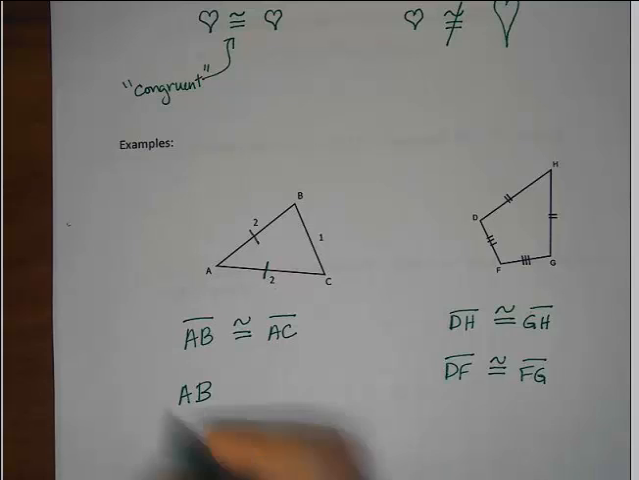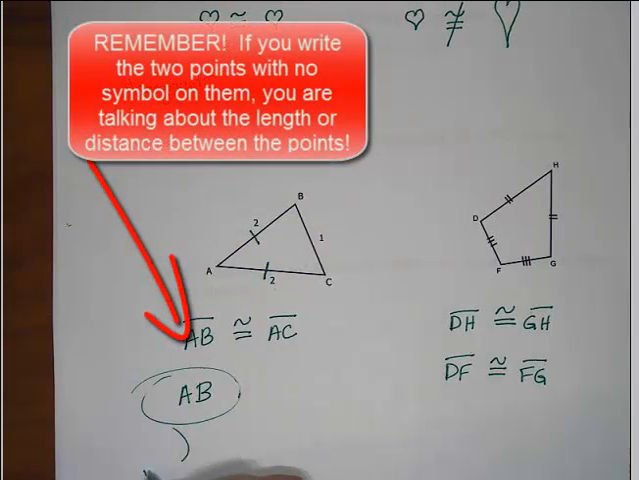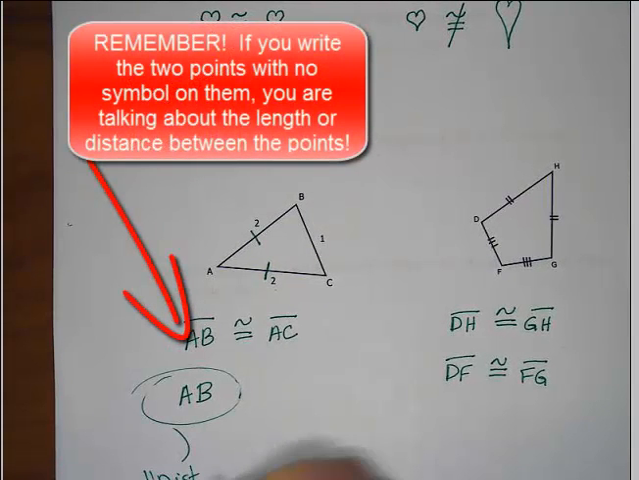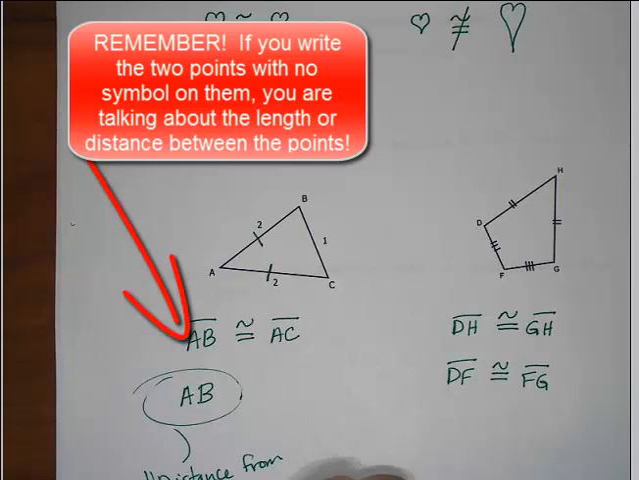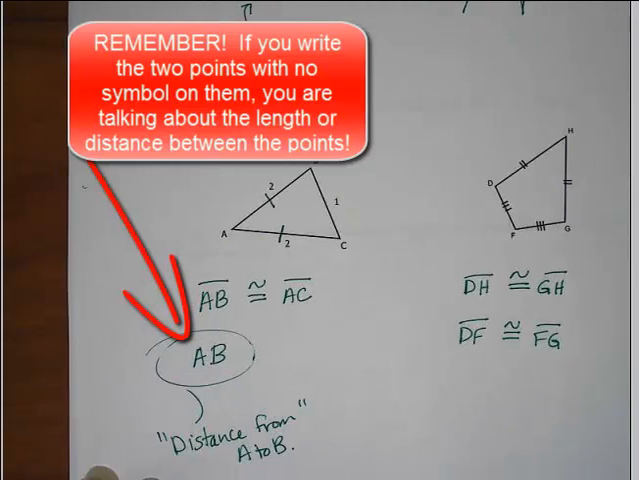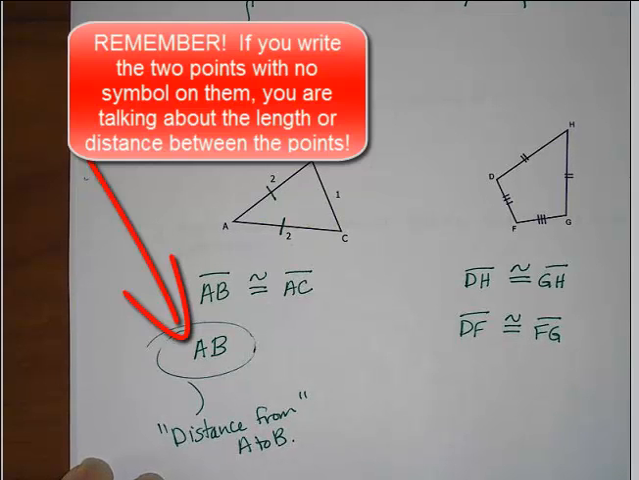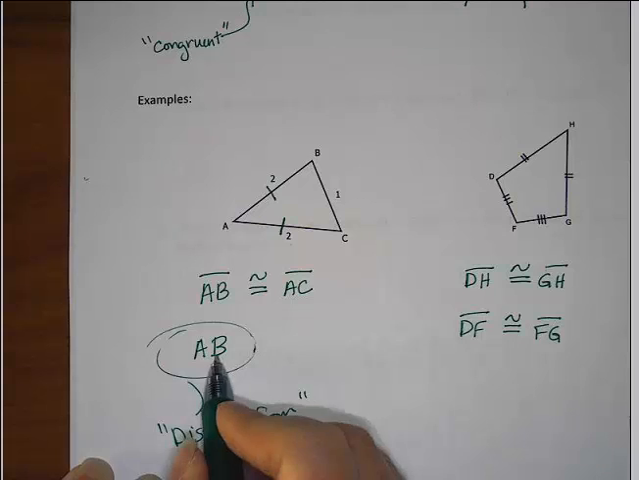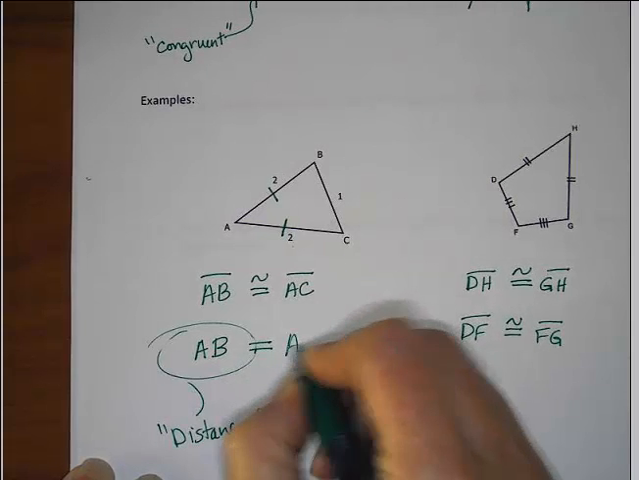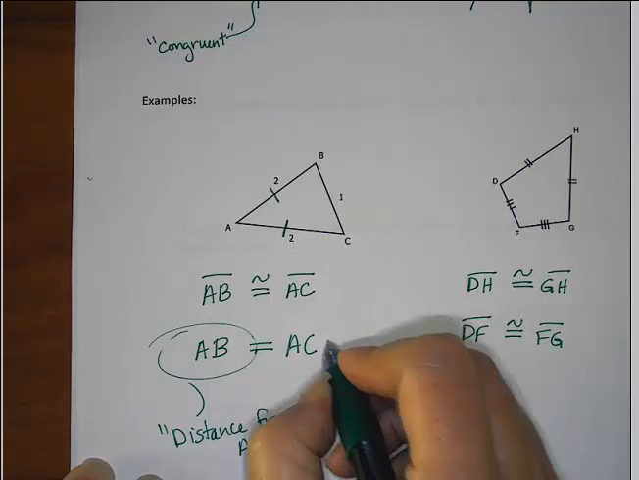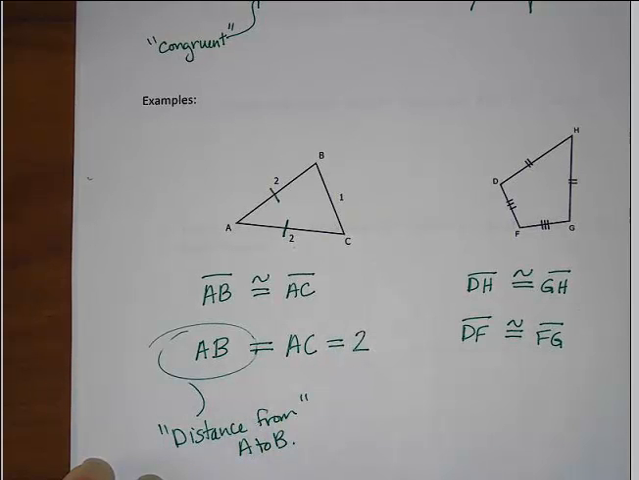And this is kind of an important idea, so I'm going to note it. That's read as distance, or the measure from A to B, or the measure of A to B. So if you don't see a symbol over those 2 points, then you are talking about the measurement of that line segment. So the distance from A to B would equal the distance from A to C. Again, I'm not going to use a symbol. And both of those are equal to the value of 2 units.